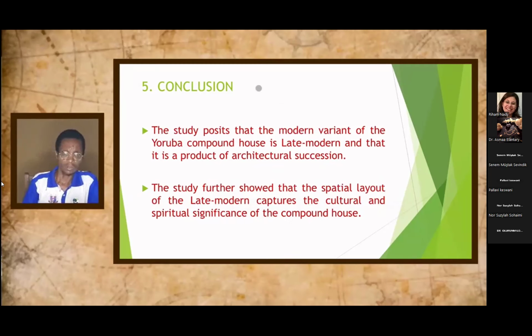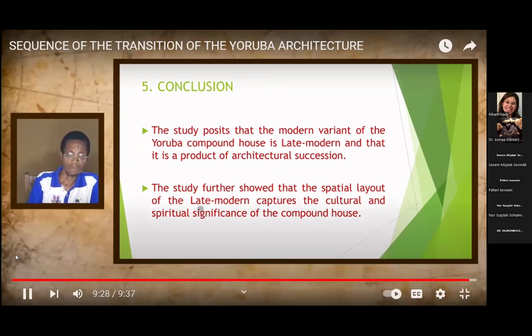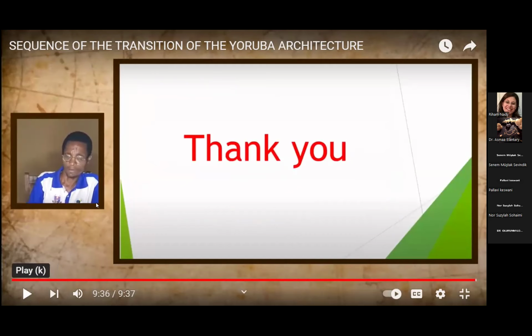So in conclusion, the study persists that the modern variant of the Yoruba compound house is late modern, and it is the product of architectural succession. The study further showed that the spatial layout of the late modern captures the cultural and spiritual significance of the compound house.